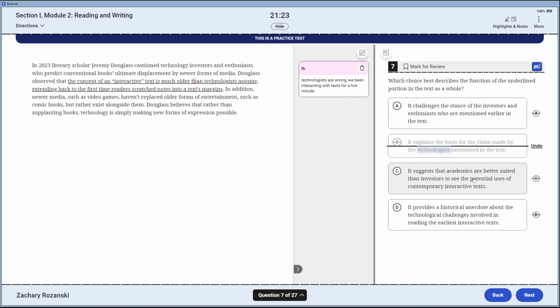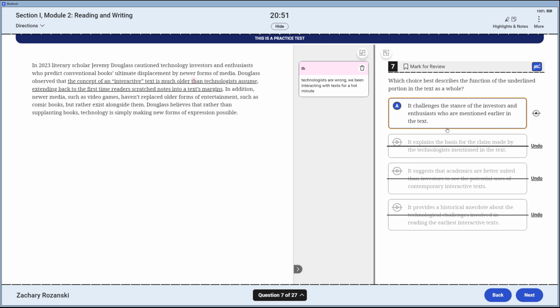It suggests that academics are better suited than investors to see the potential uses of contemporary. Academics are better suited than investors. Maybe this seems to do academics. But where am I getting this notion of academics? I'll drop this. Nothing about this says academics to me. Provides a historical anecdote about the technological advances involved in the reading. No, it does not do that. It's got to be A.